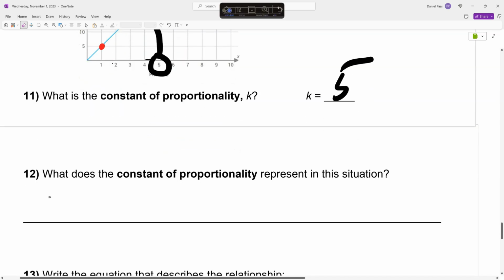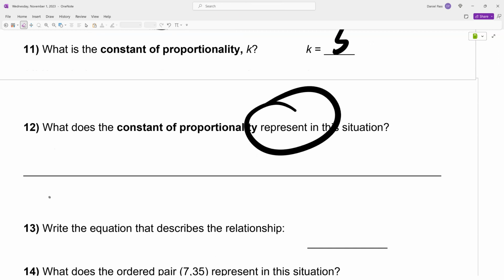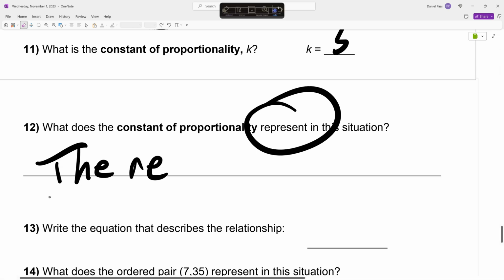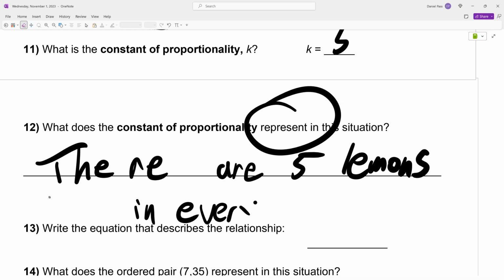Okay. What does the concept of proportionality represent? 5 lemons for every 1 pitcher. Right. It means that we need 5 lemons. It doesn't matter. There are 5 lemons in every pitcher.